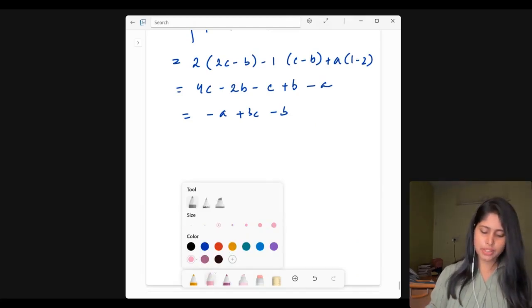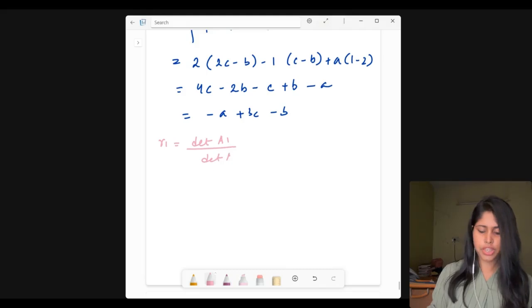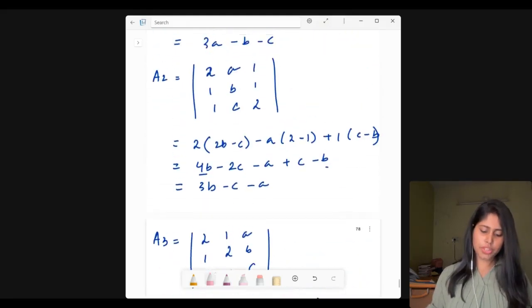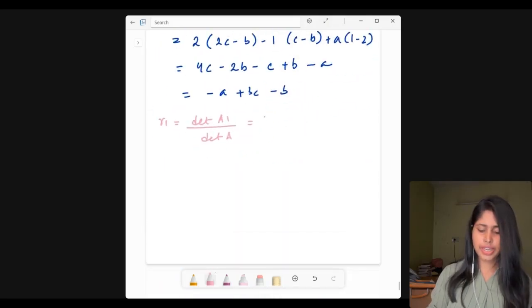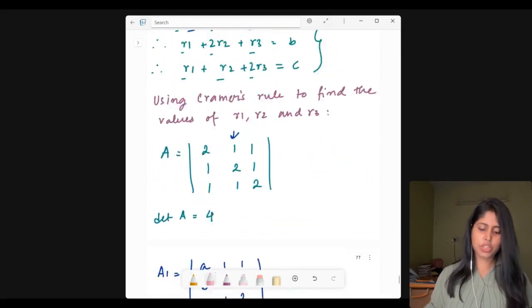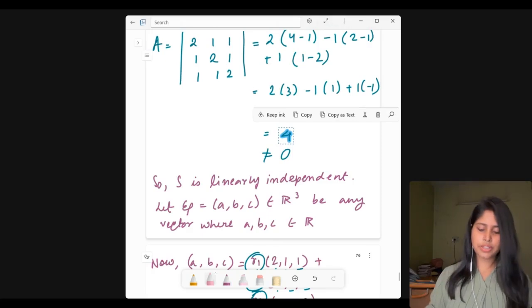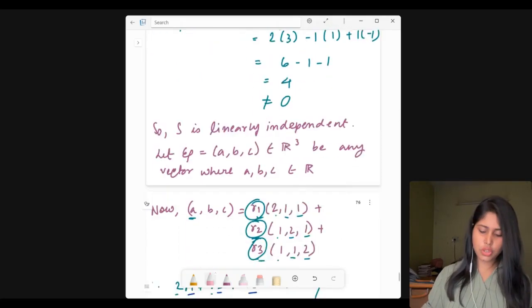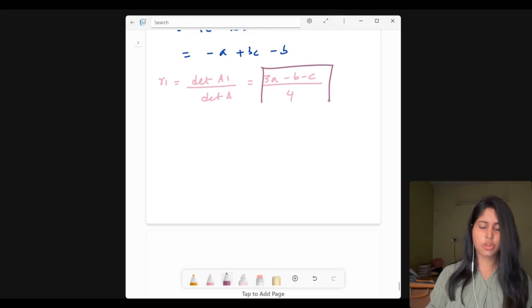Let us take pink. That is our solution, right? So r1 is equal to determinant of A1 by determinant of A. Now what is the determinant of A1? What is the value? 3a minus b minus c, right? So it will be 3a minus b minus c divided by, what was the determinant of A? It was 4. See, here it was 4. So determinant of A is equal to 4, so we will write divided by 4. And this is our answer for r1.